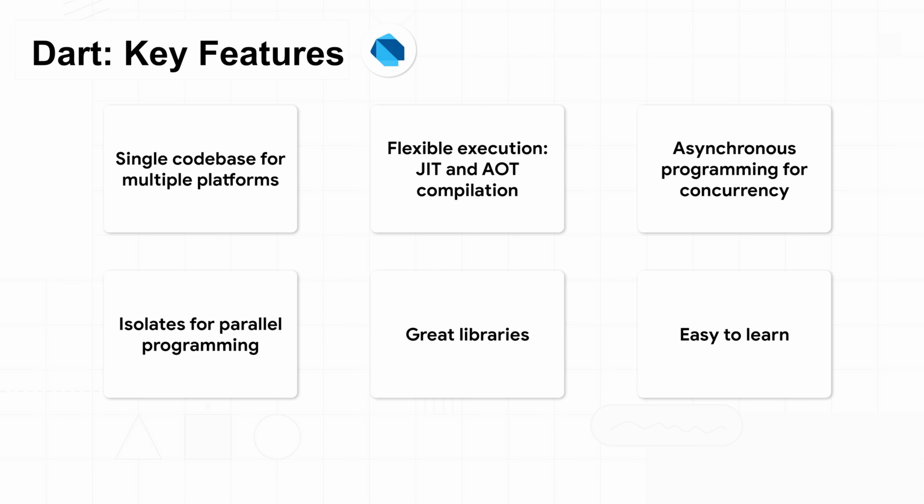So Dart implements concurrency through asynchronous programming. And for those who don't know the difference between concurrency and parallelism, concurrency is where you have multiple tasks running on one single thread, and it's efficiently switching between them. Whereas parallelism is where you have two tasks running on two independent threads, and they're truly running in parallel.